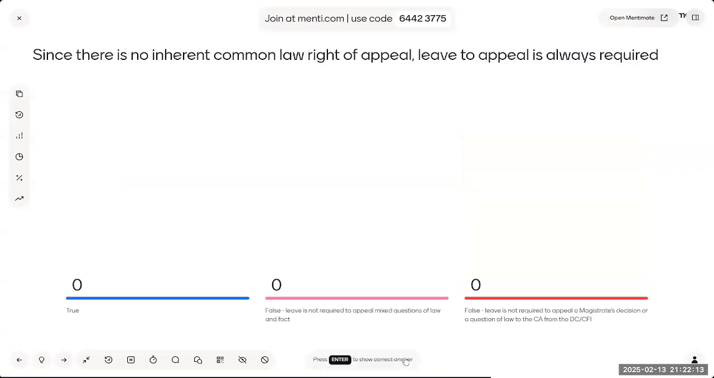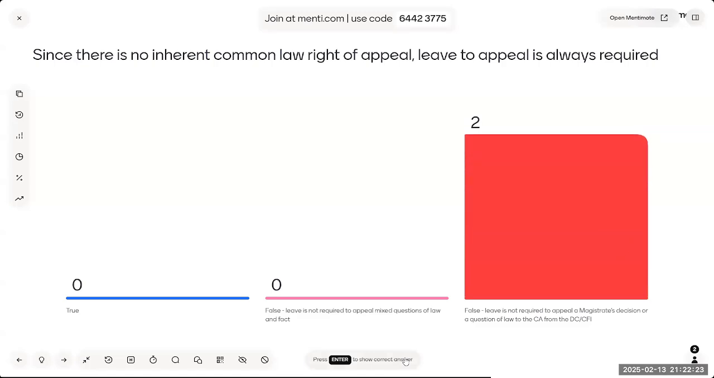Since there's no inherent common law right of appeal, leave to appeal is always required. True? False. Leave is not required to appeal mixed questions of law and fact. False. Leave is not required to appeal a magistrate's decision or a question of law to the CA from the DC or CFI. Correct. The answer is C.